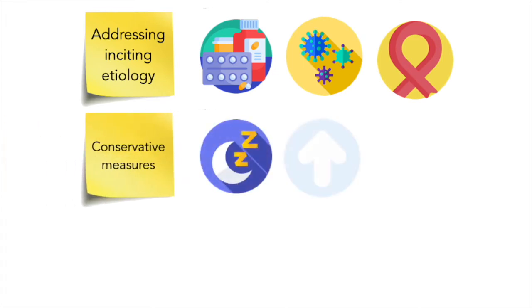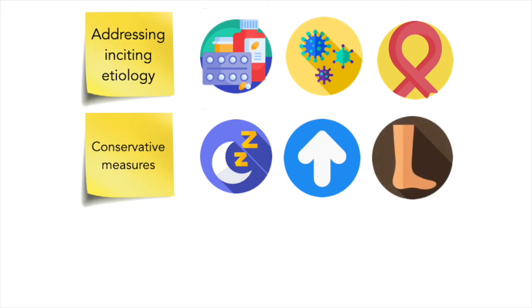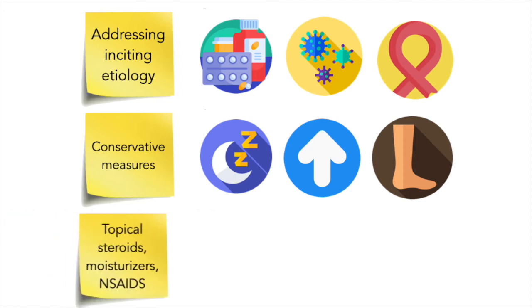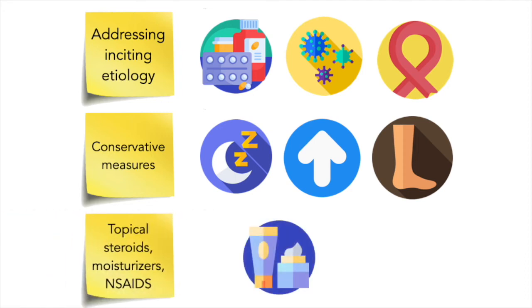Conservative measures, including rest, elevation, and use of compression stockings, help prevent immune complex deposition in the lower extremities and aid in wound healing. Topical steroids and moisturizers can help address pruritus and other local skin symptoms, though they do not prevent new lesions. NSAIDs may help address skin discomfort and arthralgias when present.